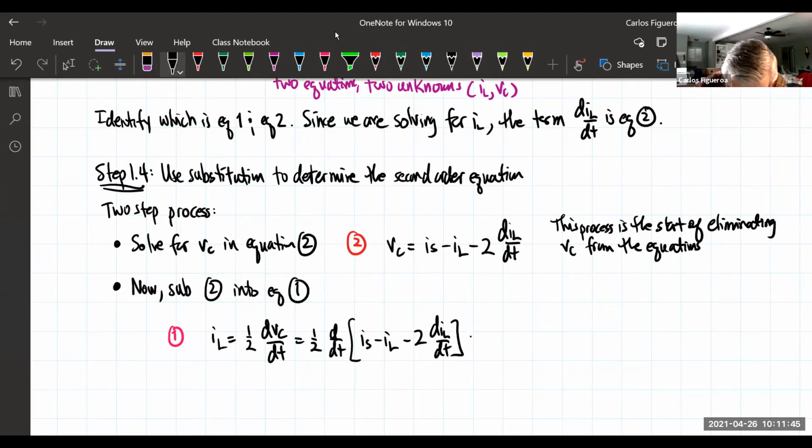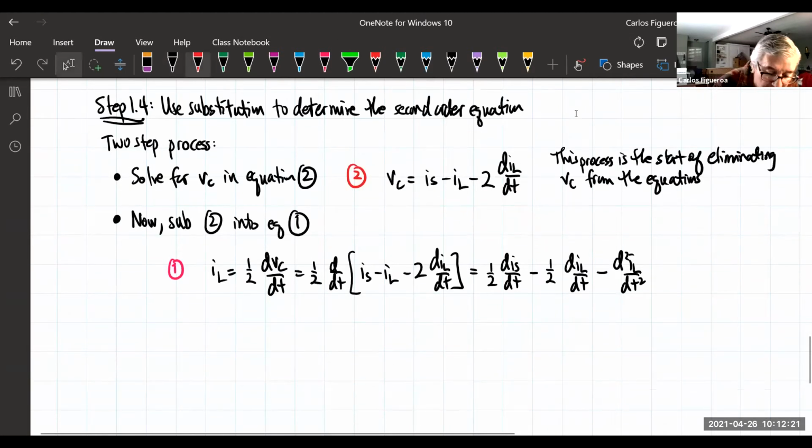So if I take the derivative of this thing, I'm going to assume that the source is not a constant. So I'm going to get 1/2 di dt, and then I'm going to get 1/2 of dIL dt. And then I get a minus 2 divided by 2, which is going to give me 1. So I'm going to get di dt.